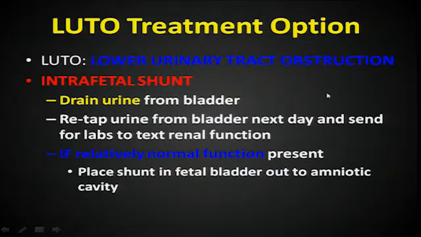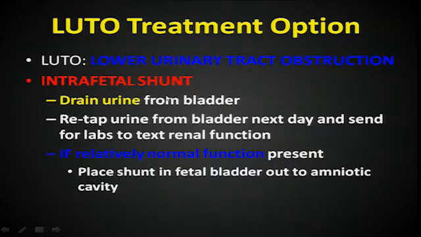Okay, so there is a treatment option for this if we can catch them early enough. It's for a lower urinary tract obstruction, so it's called LUDO. You can put an intra-fetal shunt in. They drain the urine from the bladder, then they retap the bladder the next day and send it to the lab to see what the renal function is, what the chem is. Because if there's not enough good renal function left, they're not even going to bother putting a stent in.